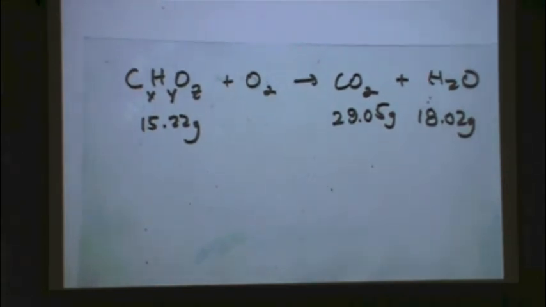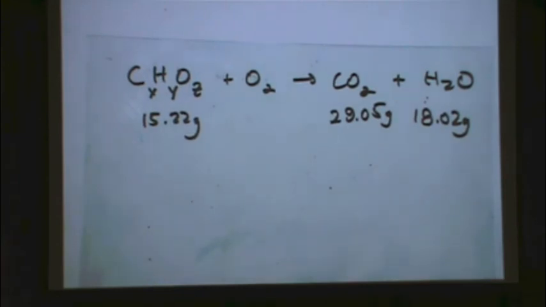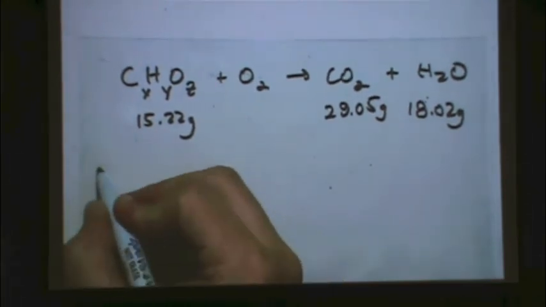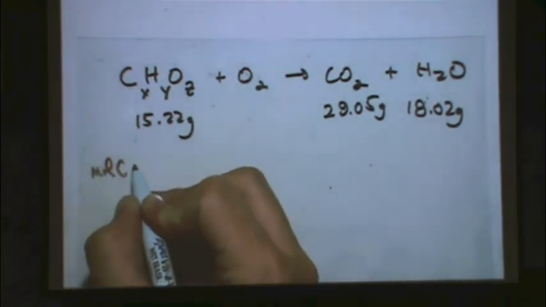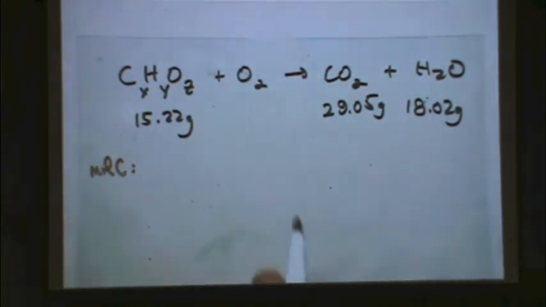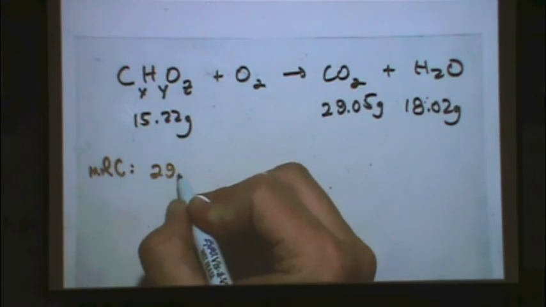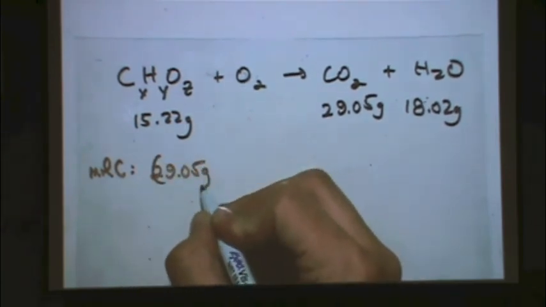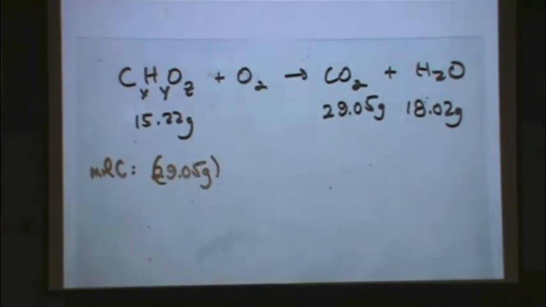First part of the question, find the moles of carbon and hydrogen in the original sample. Okay? So, moles of carbon. It's the first thing that's asked for. We start with the CO2, 29.05 grams, and this is your typical way of solving combustion analysis. You need the moles of carbon, that's going to be X. You'll need the moles of hydrogen, that'll be Y.